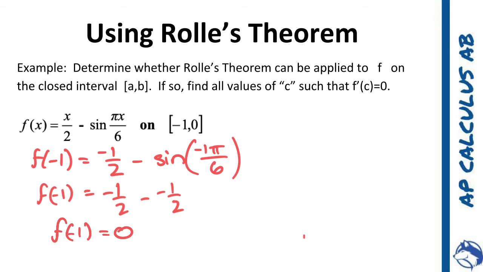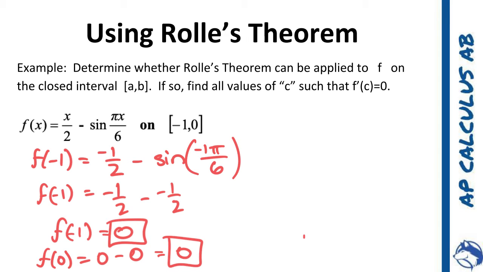So now I need to do the same thing for f of 0. And so if I get 0 over 2, I get 0. So that's 0 minus, well, the sine of 0 we also know is 0. So that's still equal to 0. So both of these are going to be equal to 0. So we can use Rolle's theorem. So what we want to do is find all the values where f prime of c is going to be equal to 0.